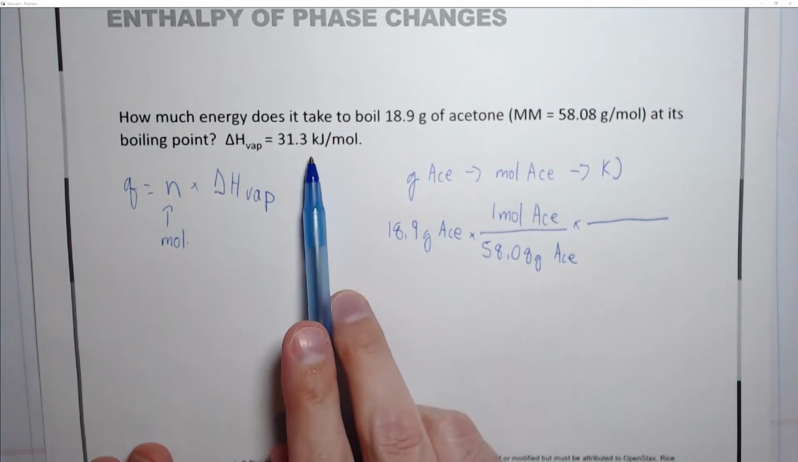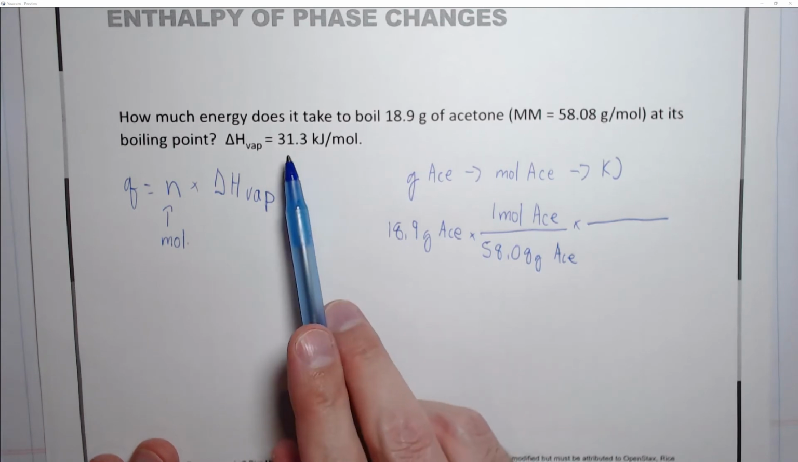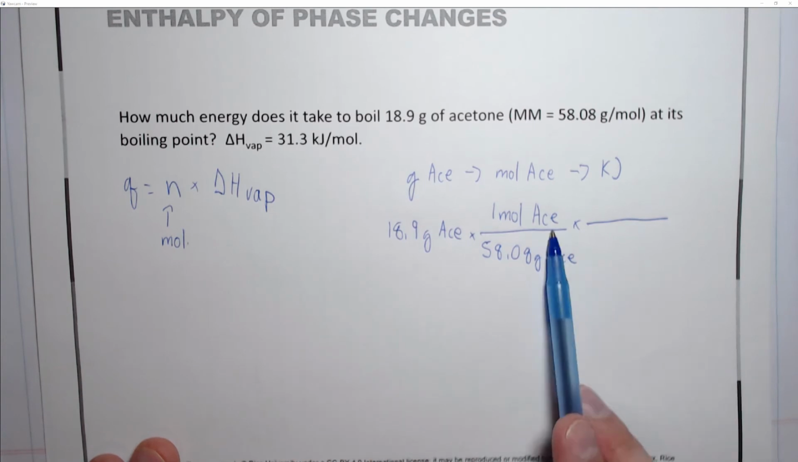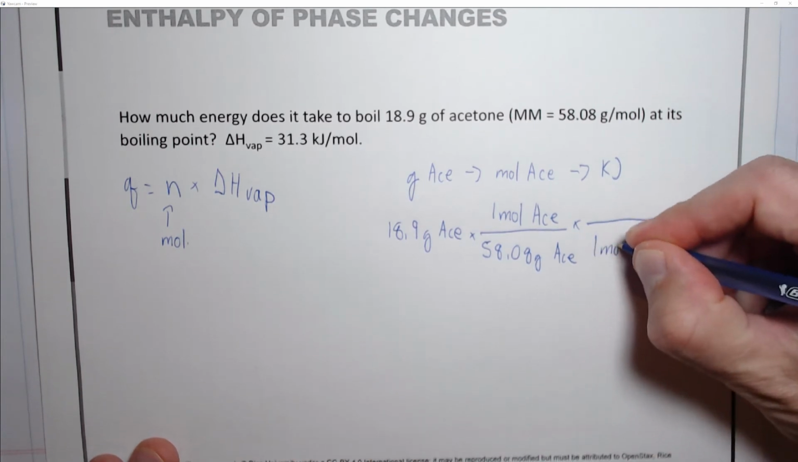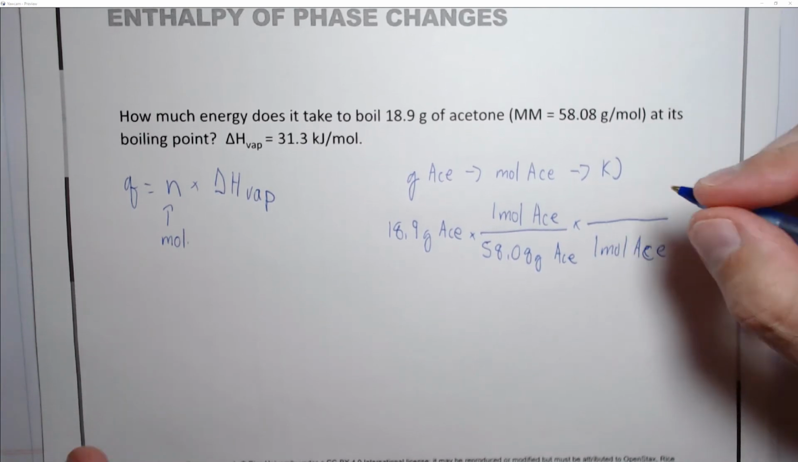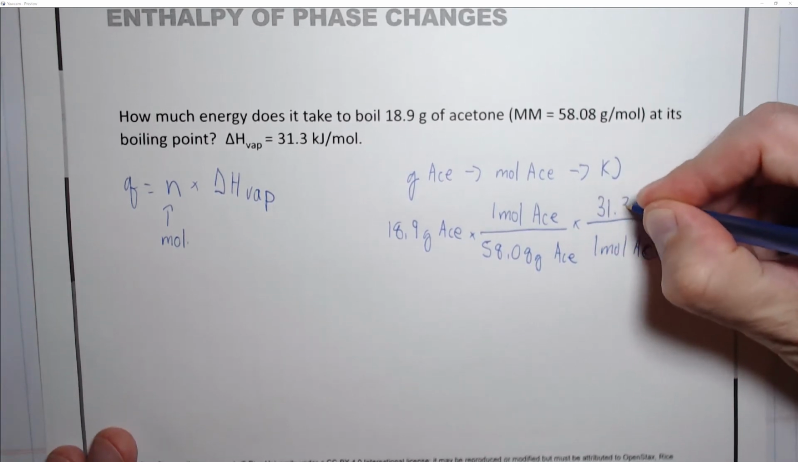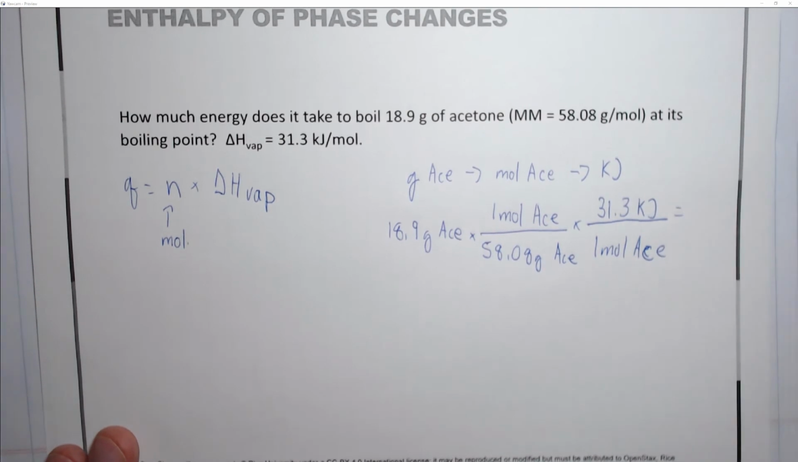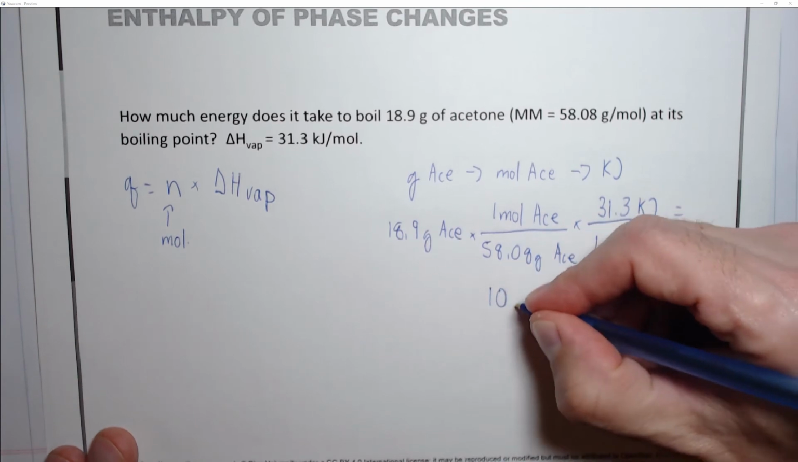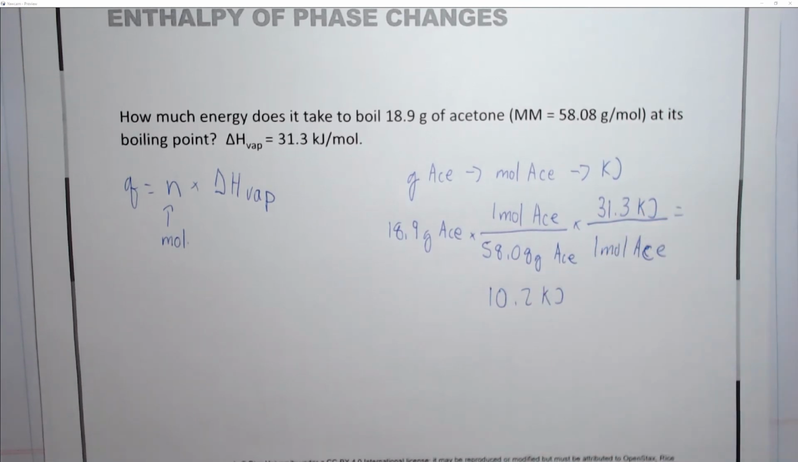Now I want to convert it to kilojoules. So in this case, this is kilojoules per mole, 31.3 kilojoules per 1 mole. I want moles to cancel out, so I put the 1 mole of acetone on the bottom and the 31.3 kilojoules on the top, like so. And when I do that math and I round to 3 significant figures, I find that it requires 10.2 kilojoules of heat energy to separate these acetone molecules with no change in temperature.